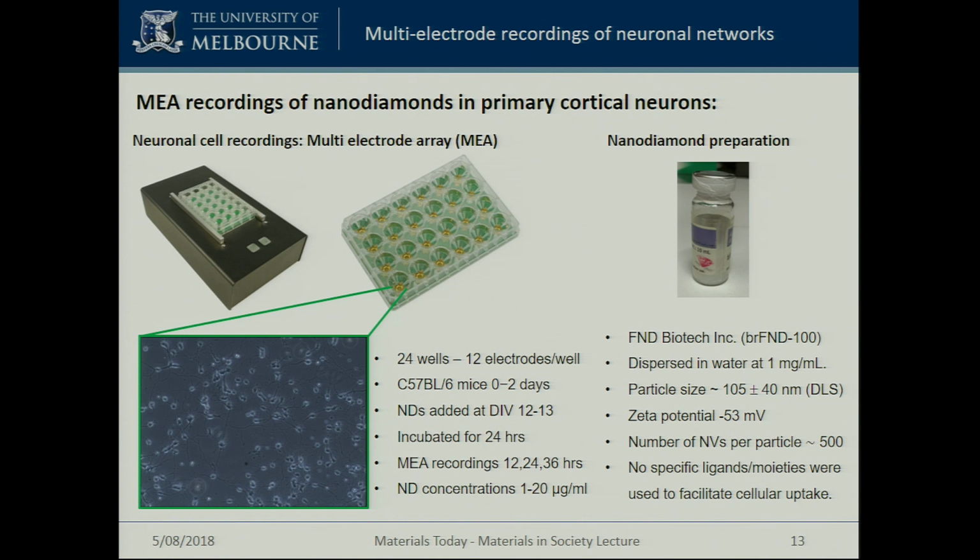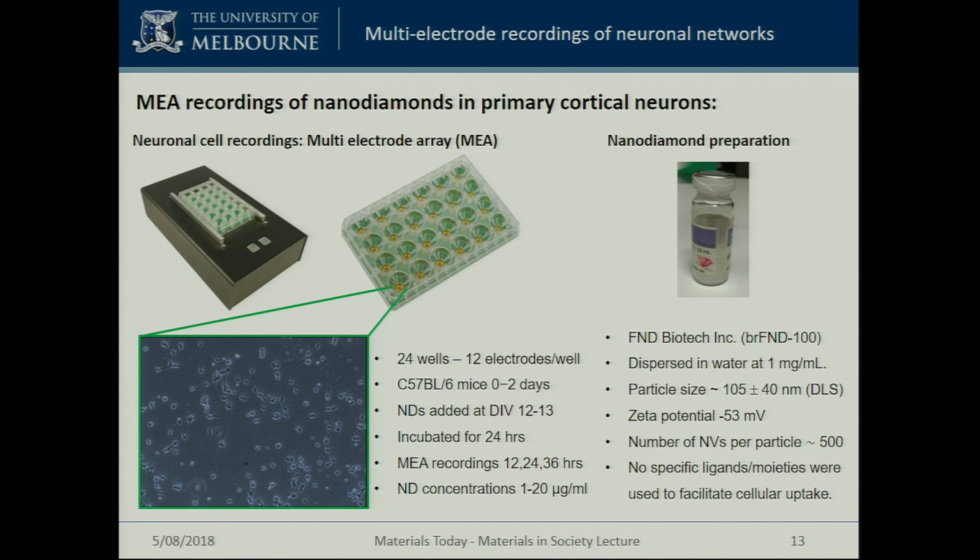We then keep some for controls. We then add nanodiamonds to others. And what we want to know is we want to compare the firing dynamics of the control versus the firing dynamics when we add the nanodiamond, and post addition of the nanodiamond.